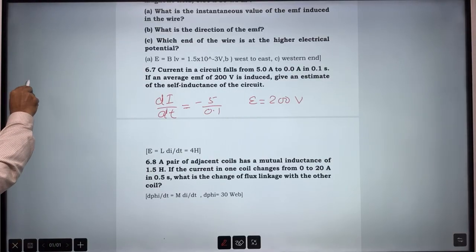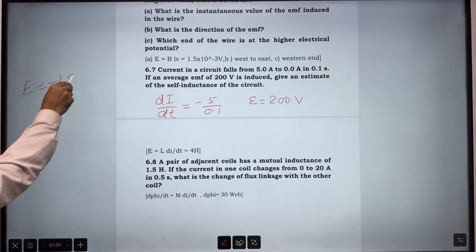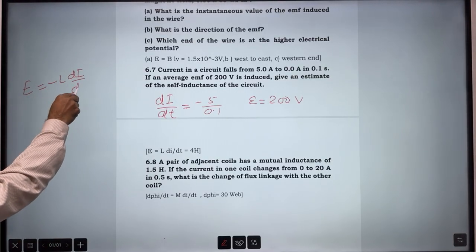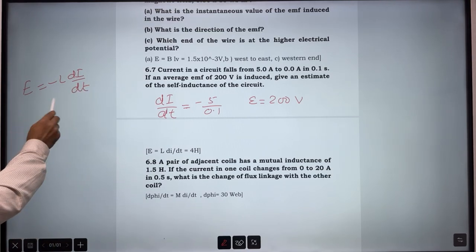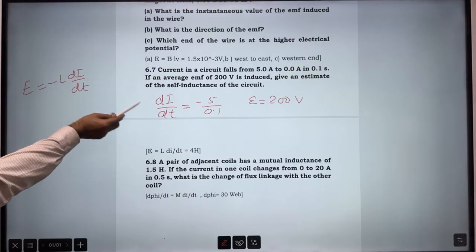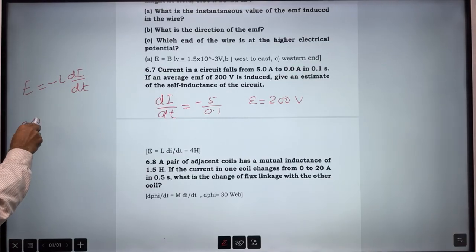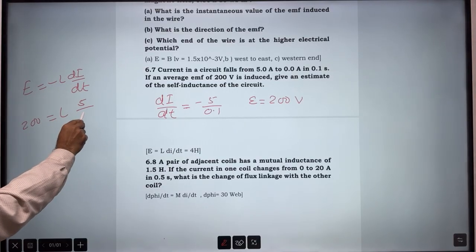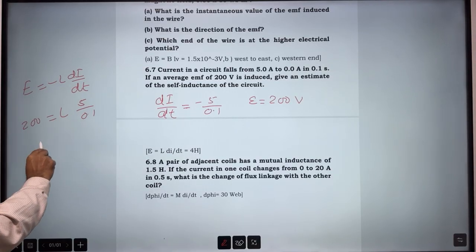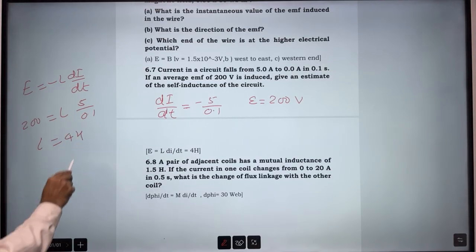If you remember, E is given by minus L di by dt. So all values are given, so we can write this value 200. We can remove the minus sign, or we can adjust it. 200 equal to L is to be found, di by dt is given 5 by 0.1 or 50, so L equal to 4 Henry. You can easily get the answer.